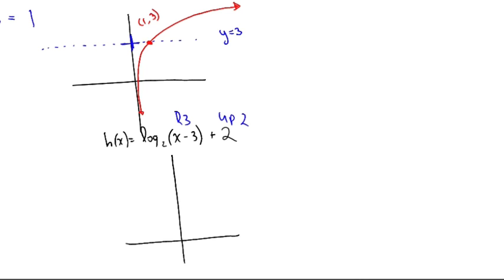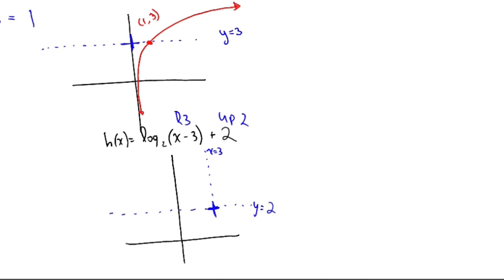Alright, so I'm going to need an up 2 line. That would be y equals 2. And I'm going to need a right 3 line. And this would be x equals 3. And the cross is happening here.